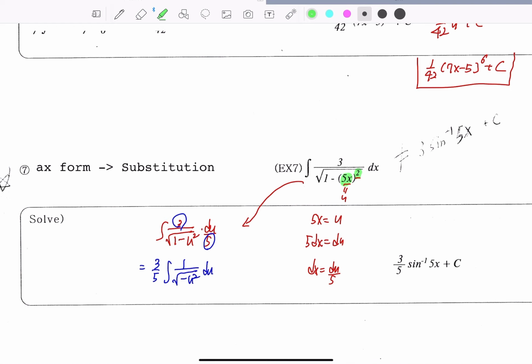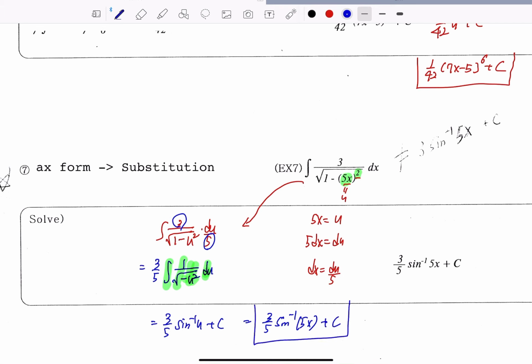You are very familiar with this, right? That one is antiderivative of sine inverse, right? So the answer is 3 over 5 sine inverse u plus c. u means 5x. Go back to the original expression in terms of x. So the answer is 3 over 5 arc sine or sine inverse 5x plus c.